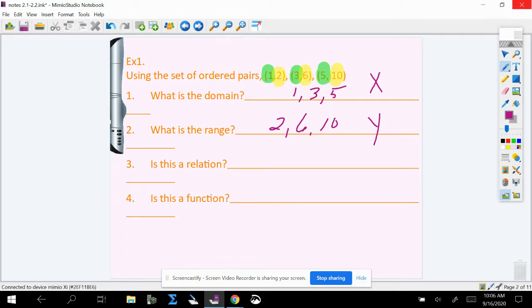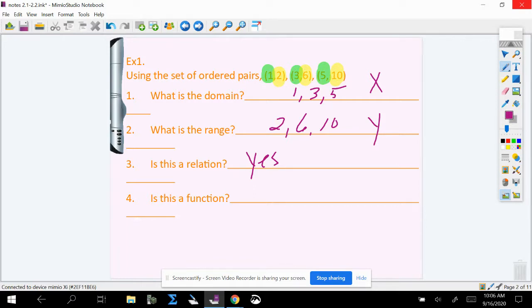Anything is a relation. So when we talk about sets of data, yes, we have a relationship because we have 1 going with 2, 3 going with 6, 5 going with 10. And I can give you any set of data. They don't even have to be numeric, and it would be a relation. I could give your name and then your height, and that would be a relation because there's a connection between your name and how tall you are.